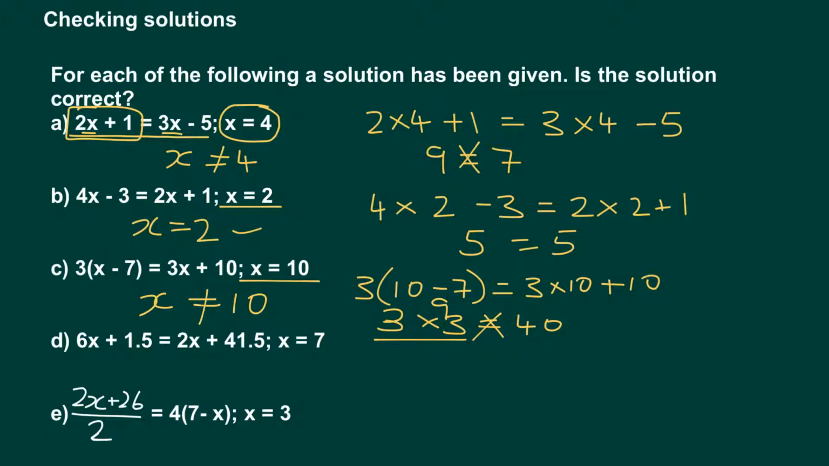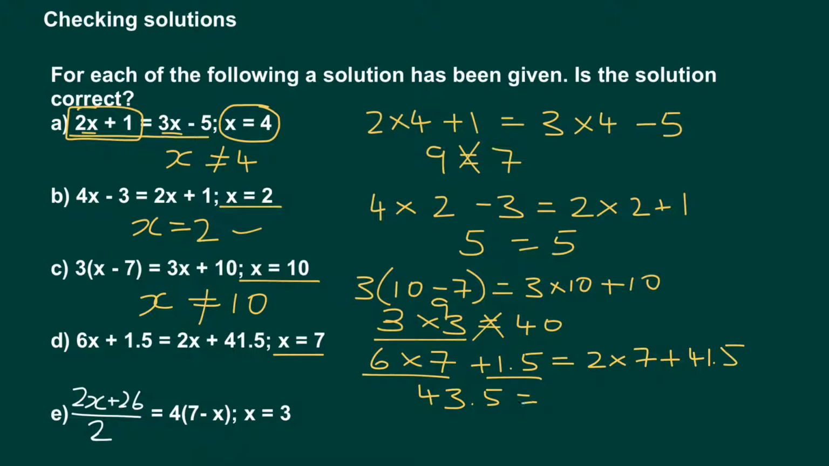Let's have a go at part D. We have 6x + 1.5 = 2x + 41.5, where the value of x has been given as 7. So we have 6 times 7 plus 1.5 on the left-hand side equals 2 times 7 plus 41.5 on the right-hand side. 6 times 7 is 42 plus 1.5 is 43.5, equals 2 times 7 is 14 plus 41.5 is 55.5. So obviously they're not equaling each other. So that tells me that 7 is most definitely not the solution for x.